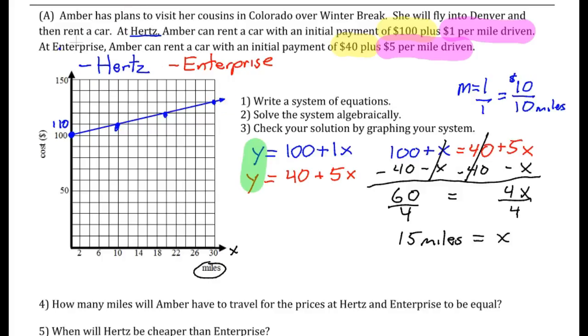There we go. And then do the same thing with Enterprise. Start at 40. That'd be right here. And we're going to go up 5. But the same thing. Let's see here. Can I go up 5? Yeah. Same idea, though.